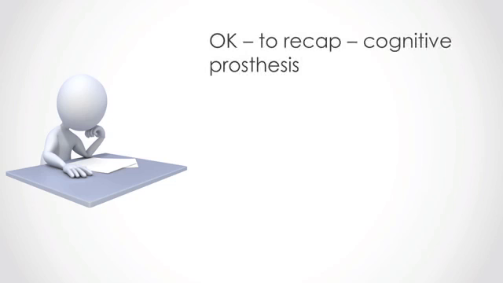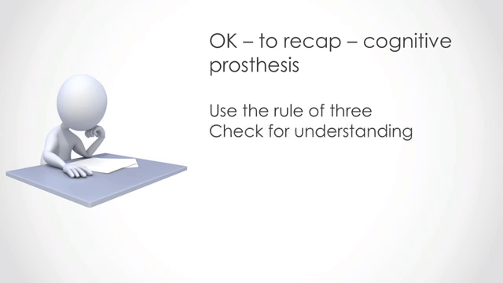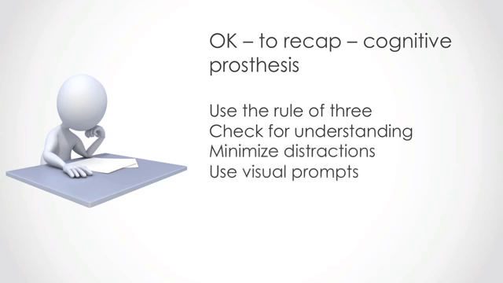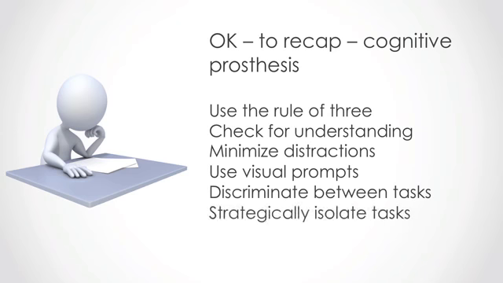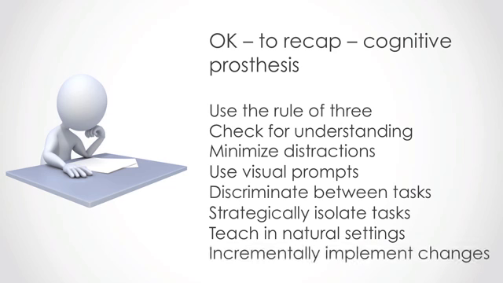So to recap, your cognitive prosthetics, or the tools that you can use, or if you like, teaching tips are: use the rule of 3. Check for understanding. Minimize distractions. Use visual prompts. Discriminate between tasks. Strategically isolate tasks. Teach in natural settings. And incrementally implement changes slowly over time.